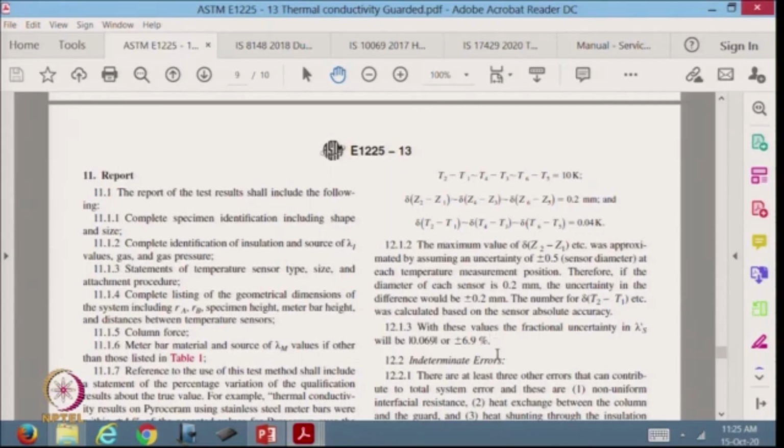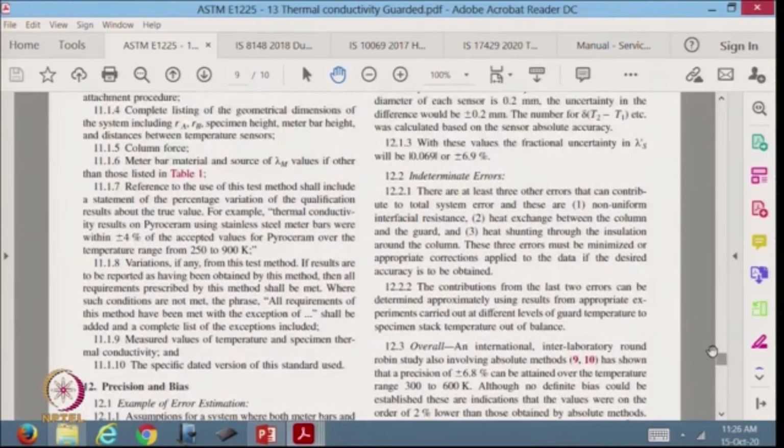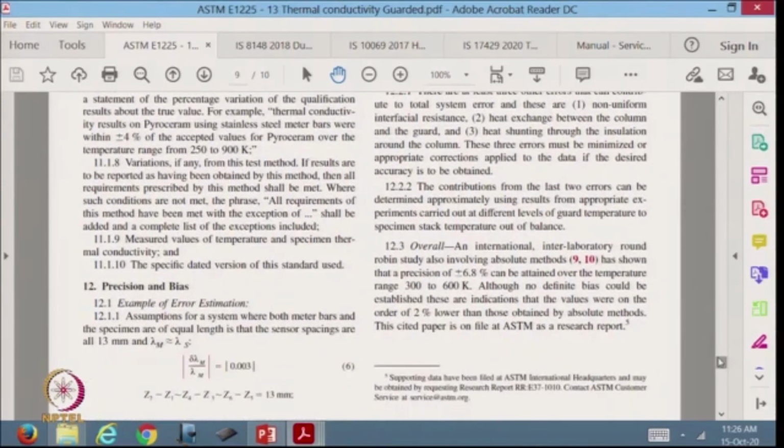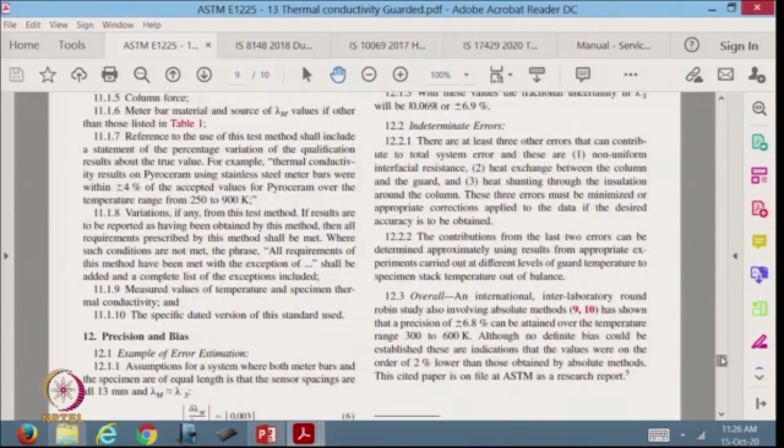So, it is very explicitly telling us that if these were your dimensions, this is how you had measured it, you would expect an uncertainty of this order of magnitude. So, that is one example of why uncertainty analysis is so critical. They have also given something else here, which says indeterminate errors, and it says there are at least 3 other errors that can contribute to total system error, and these are non-uniform interfacial resistance, heat exchange between column and the guard, heat shunting through the insulation around the column.